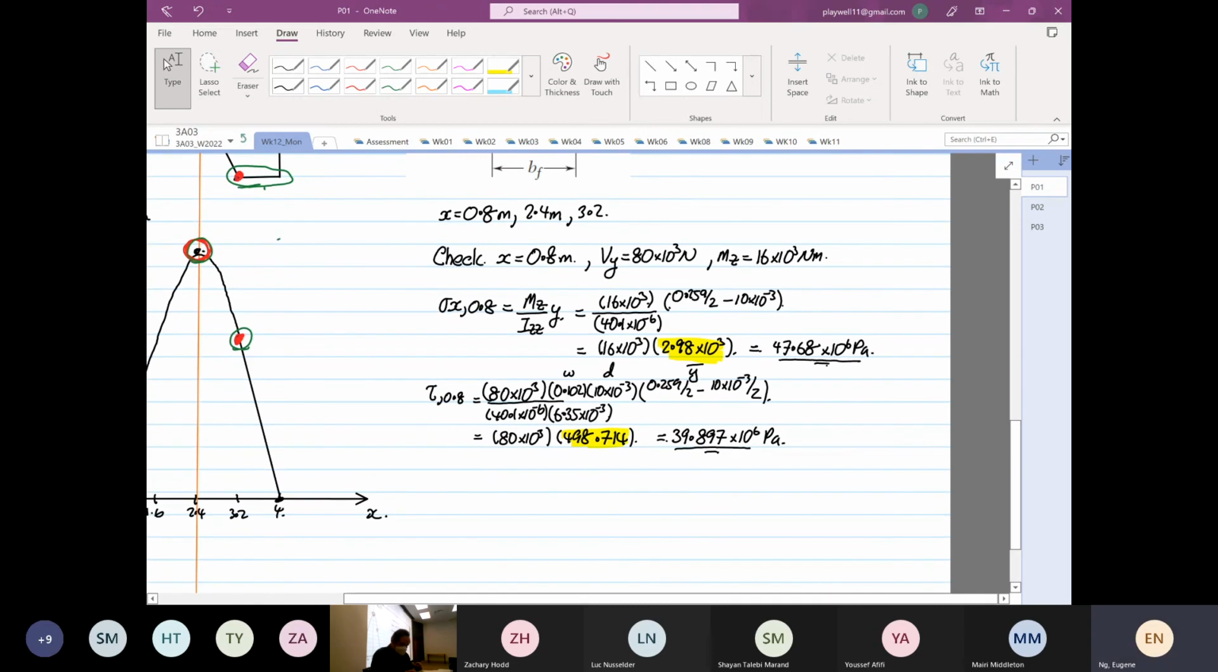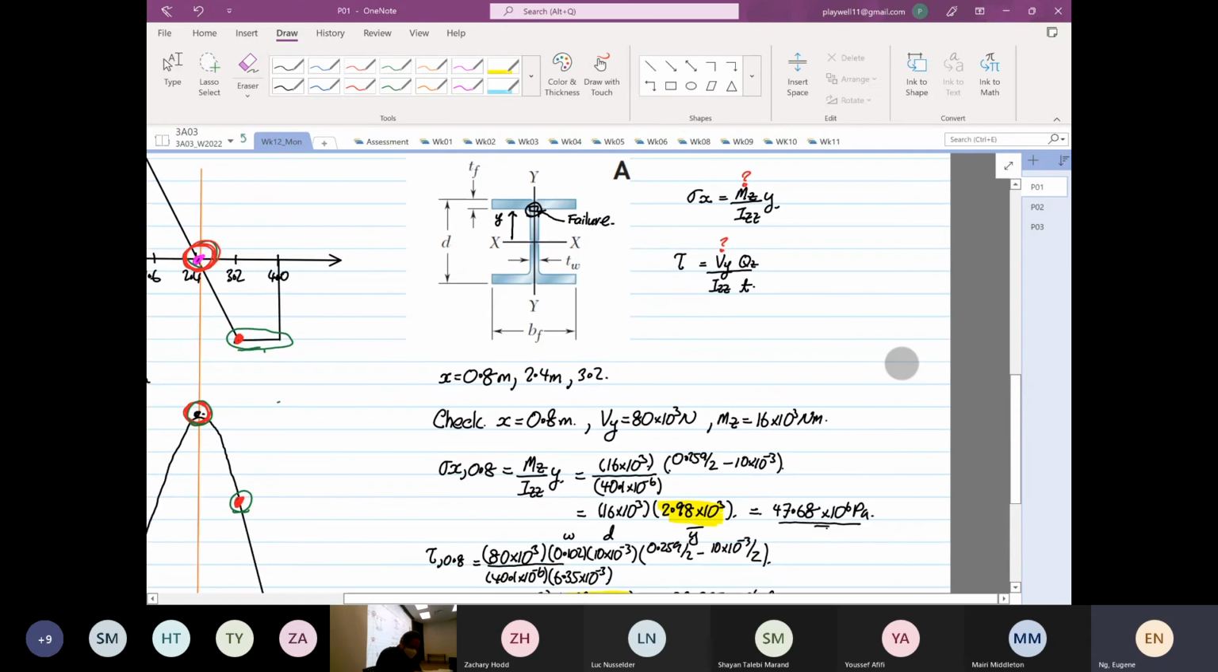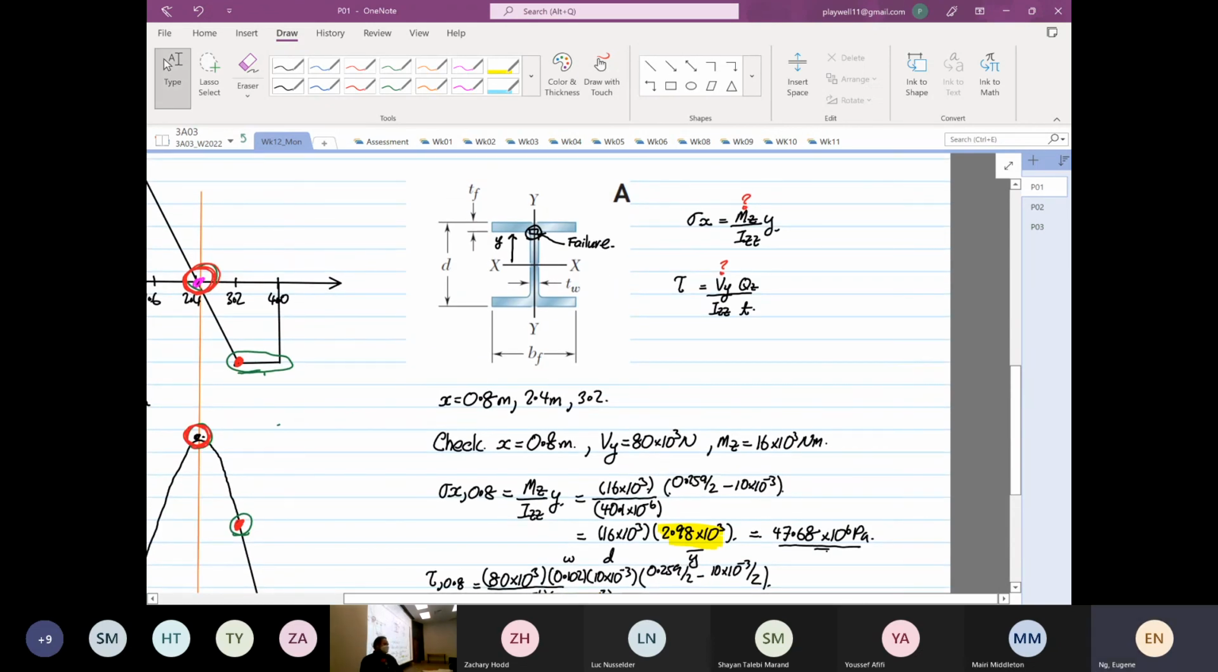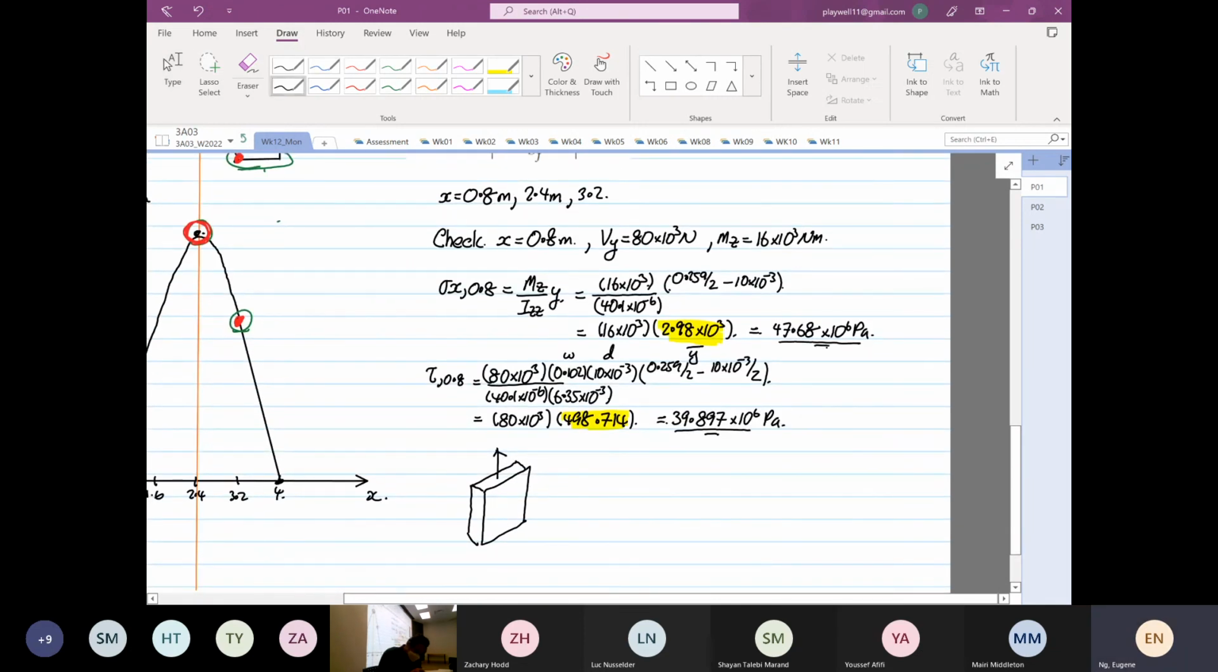So if we were to draw the element, it can go either way. Tension or compression will be fine because the geometry is axis symmetric. We are more concerned with the magnitude rather than what direction it is in. So this is equal to 47.68, and then we have 39.897.